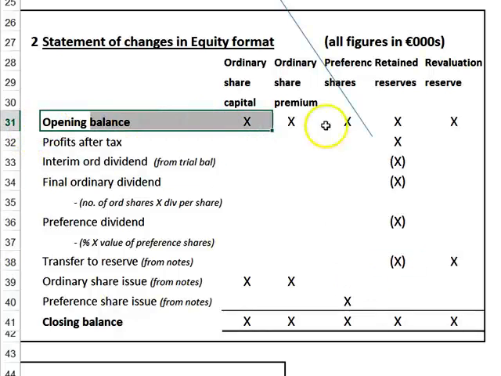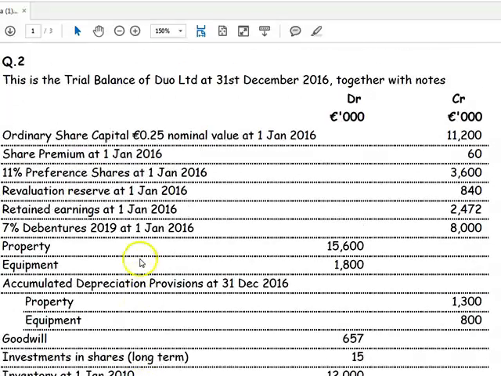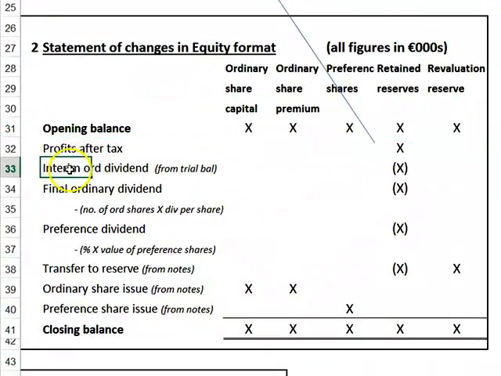So you start with the opening balance, and the opening balance is normally given in a trial balance. What I mean by that is here at the start of the year is our ordinary share capital, our share premium, preference shares. Those amounts go into the statement of changes in equity in the beginning as the opening balances. And then we adjust for movements during the year.